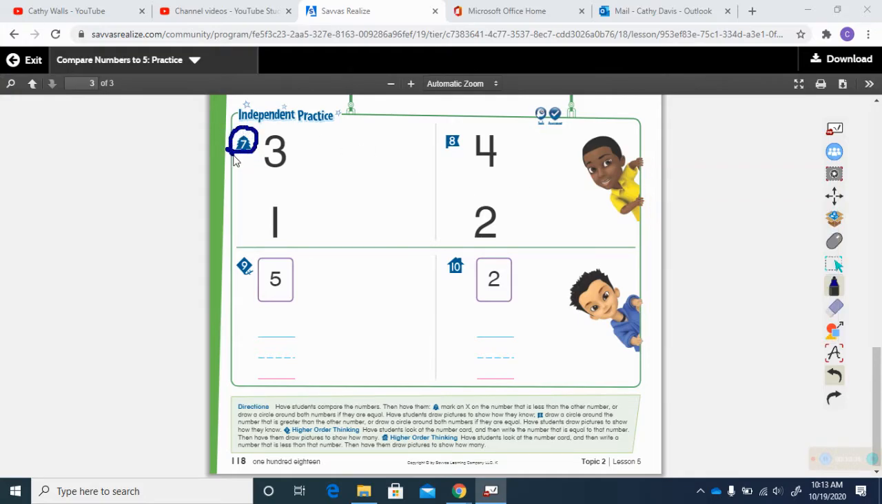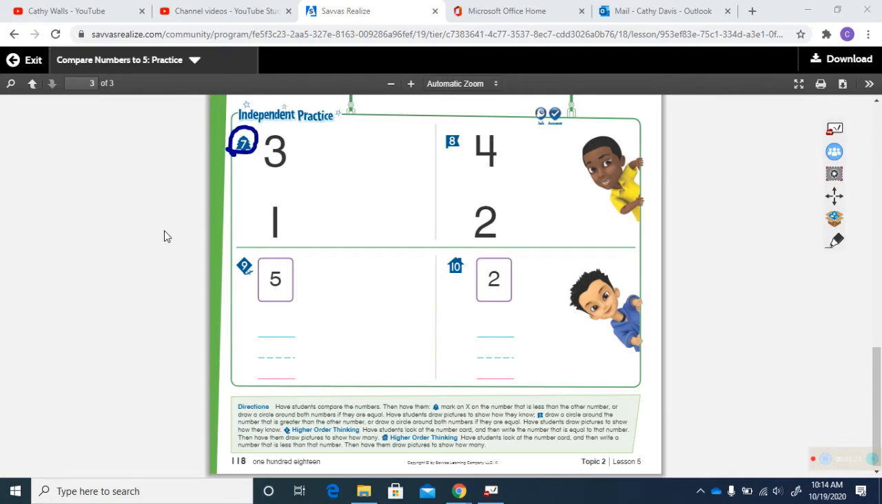We have a 3 and we have a 1. What you're going to do is look at the 3 and the 1 and decide which number is less than the other one. Which number is smaller? Is the 1 less than the 3 or is the 3 less than the 1? And you're going to put an X on the one that is smallest, the one that is less than. Go ahead and pause the video while you do that, and then you can resume it.